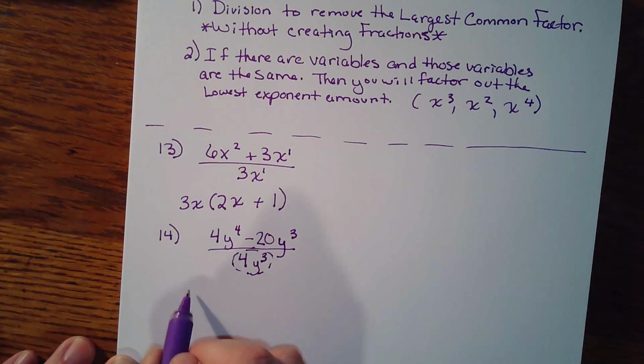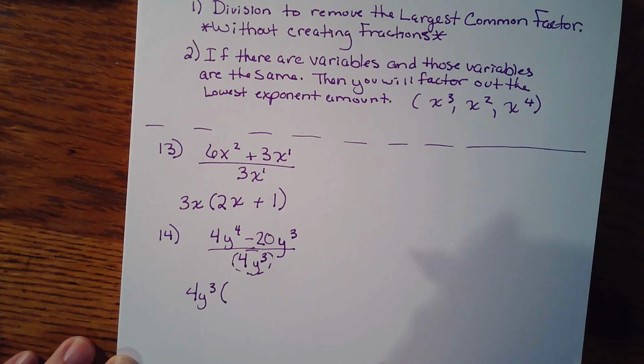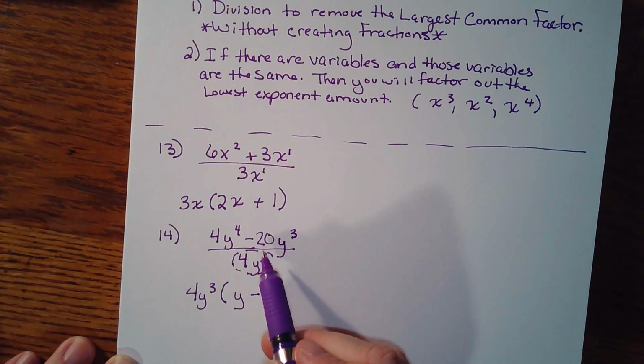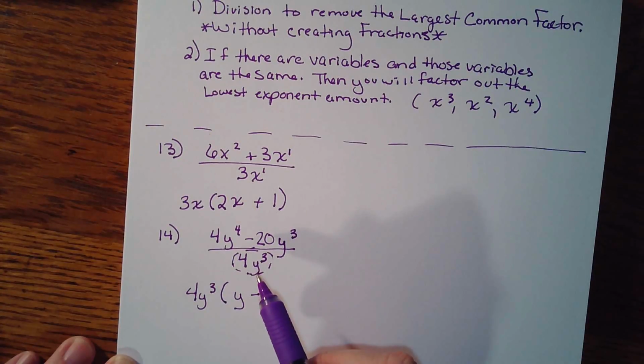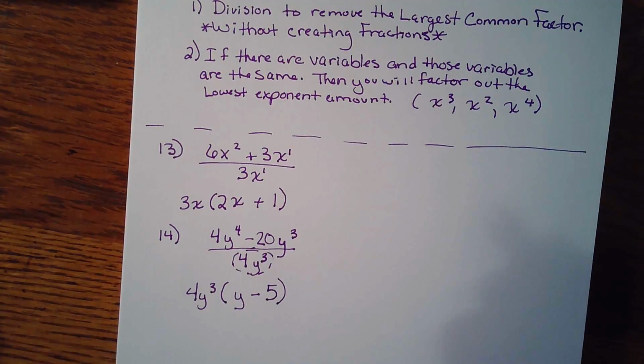Once again, what I'm dividing by is what I'm going to put in front. So 4y cubed, then actually do the division. Well, 4 divided into 4 becomes 1. Y cubed divided into 4y to the fourth becomes just y. Minus, because the negative and positive don't change each other, so it stays the negative. 4 into 20 is going to be 5, and the cubes drop themselves off. So your final answer is 4y cubed, parenthesis, y minus 5. All right, let's do one more, and then we'll talk about taking it the next step.